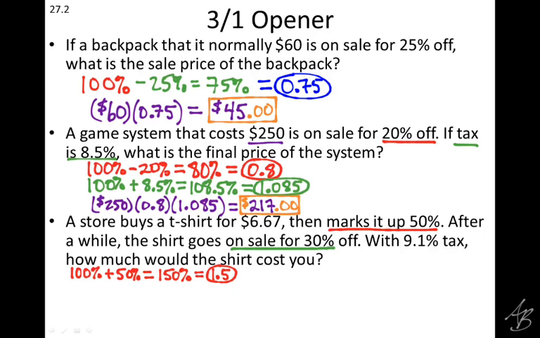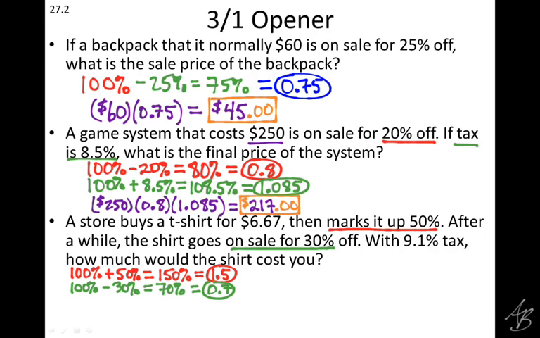So what are we going to do with that one? Subtract. We're going to subtract. So we start at 100. It goes on sale for 30% off, so we subtract the 30% and get what? 70%. We change that percent to a decimal and get 0.7. All right, so there's our second multiplier. That's the one for the 30% sale.